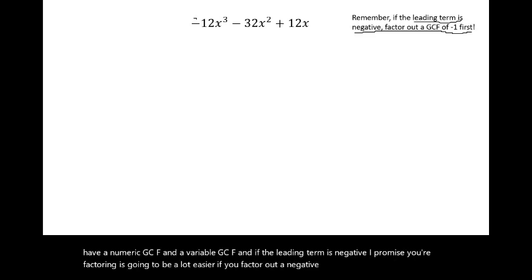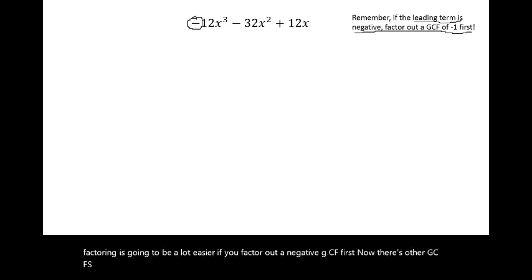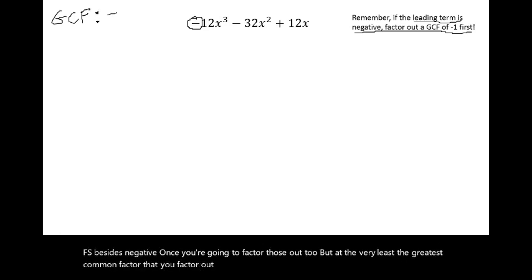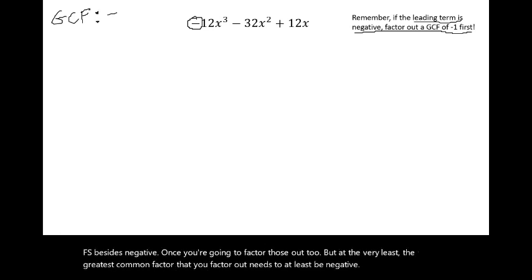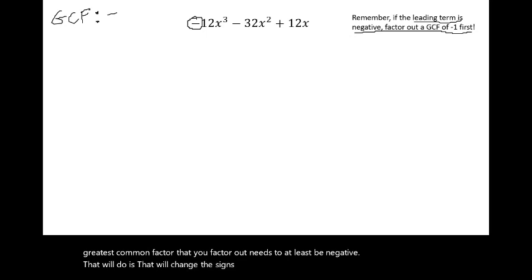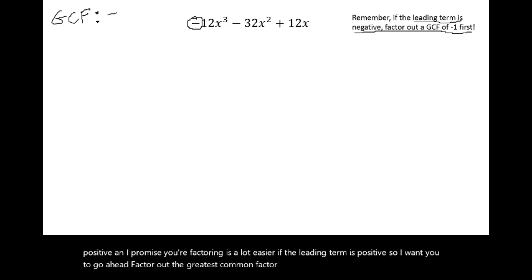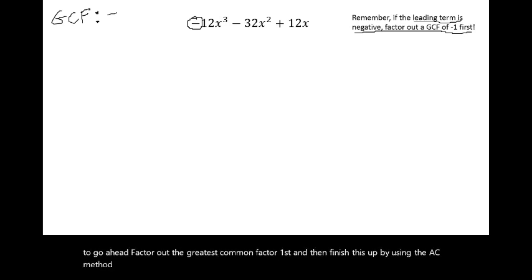Now, there's other GCFs besides negative ones. You're going to factor those out too, but at the very least, the greatest common factor that you factor out needs to at least be negative. What that will do is change the signs of all of your terms, and it will make the leading term positive. And I promise your factoring is a lot easier if the leading term is positive. So I want you to go ahead, factor out the greatest common factor first, and then finish this up by using the AC method to factor it.